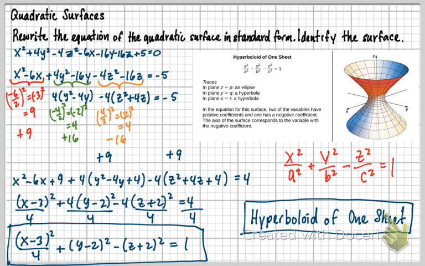Because this one was asking two things here. It said, rewrite the equation of the quadratic surface in standard form, and that's this down here. And then it also said identify the surface, and that's what we get here. That's where we kind of draw this information in right here. So that just gives us what we're looking for here. So that's the problem.